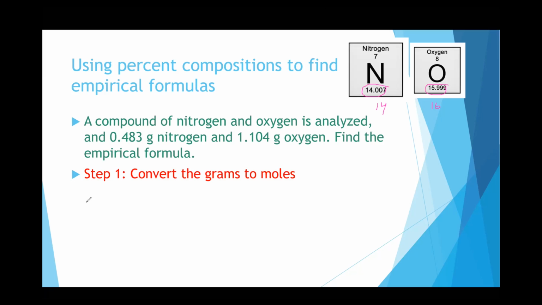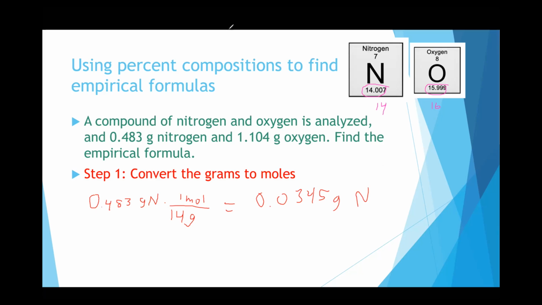So remember, we have 0.483 grams of nitrogen. And by the molar mass, we have 14 grams per 1 mole. So we put that into our calculator. I don't have it calculated, so I'm going to calculate it right now. We get 0.0345 moles of nitrogen. So that's what I was asking.